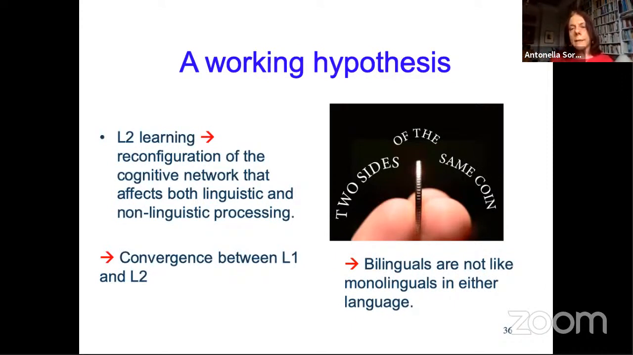But that again entails that bilinguals are not like monolinguals in either language. So to go back to our original starting point, the fact that comparing monolinguals and bilinguals, so native speakers and non-native speakers, doesn't really make much sense. If the native language changes naturally as a result of learning another language, well, the monolingual comparison really doesn't make sense. Bilinguals are not like monolinguals in either of their languages.